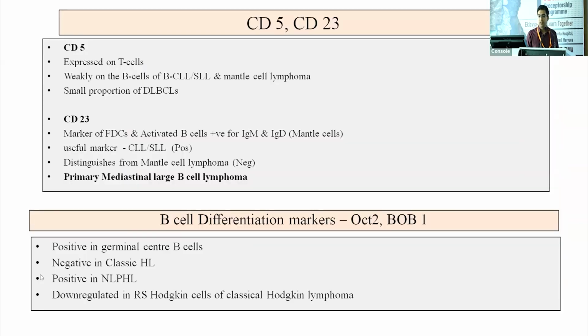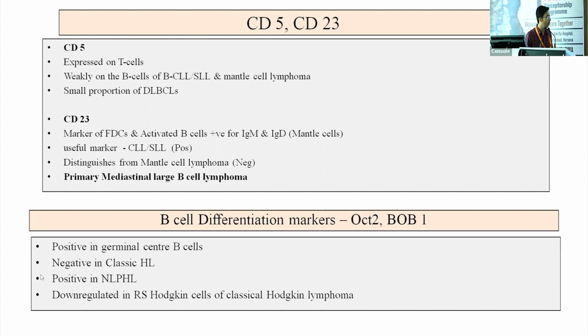CD5 and CD23. CD5 is positive in the cells which are outside the germinal center, like the ones which are positive for IgM and IgD. So the mantle cells and post-germinal center cells will be positive for CD5. CD23 is a marker of follicular dendritic cells, and they're positive in CLL, SLL also. So CD5 positive, CD23 negative helps in differentiating the cells which are monocytoid or small lymphocytes, to differentiate mantle cell lymphoma and CLL, SLL.